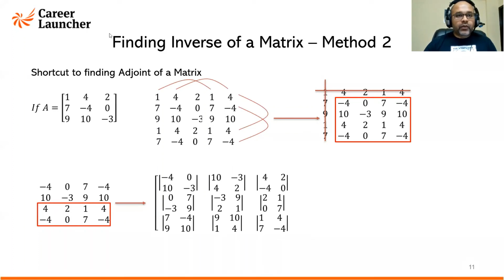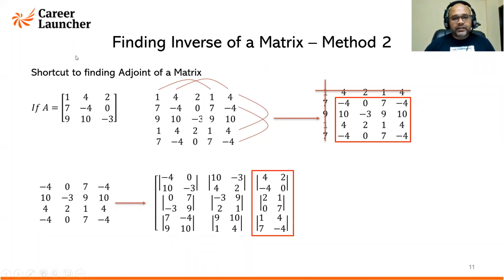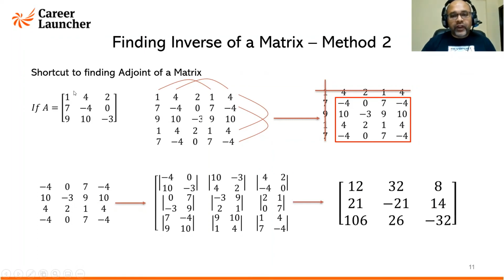Okay. Then what do you do? Simplify it first. Right? You finish this. So simplify it. You find the determinants. You will get 12, 32, 8, 21, minus 21, 14, 106, 28, minus 32. Okay. Same answer you got in the previous method also. But you can see that this method is much faster than the 3 steps that we have seen. Right? So this is how you find the adjoint.